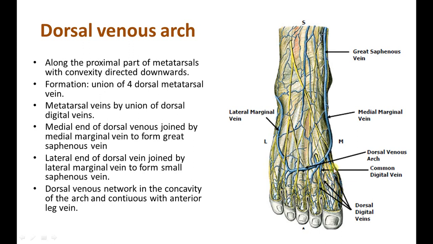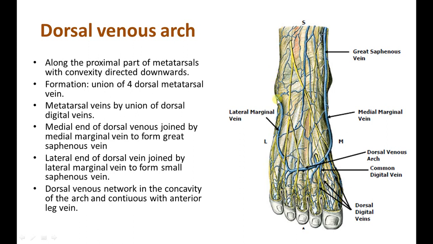Medially it is joined by the medial marginal vein, which is coming from the medial side of the great toe, and then it forms the great saphenous vein, which passes in front of the medial malleolus. The lateral part of the dorsal venous arch is joined by the lateral marginal vein, which is from the lateral side of the little toe, and after joining this, it continues as the small saphenous vein, which passes behind the lateral malleolus.